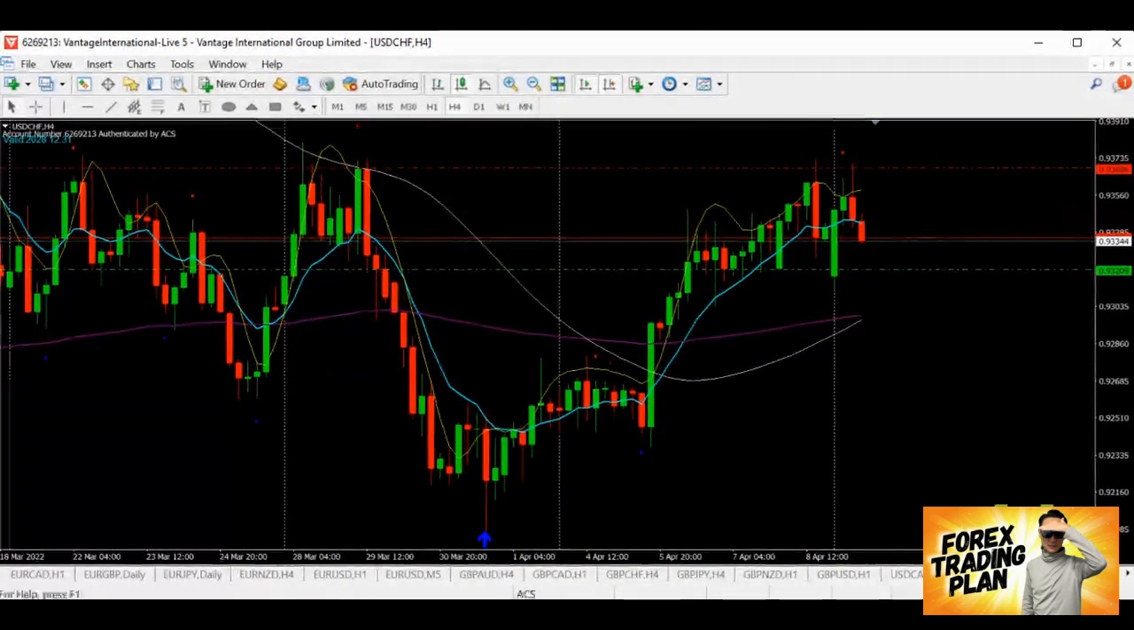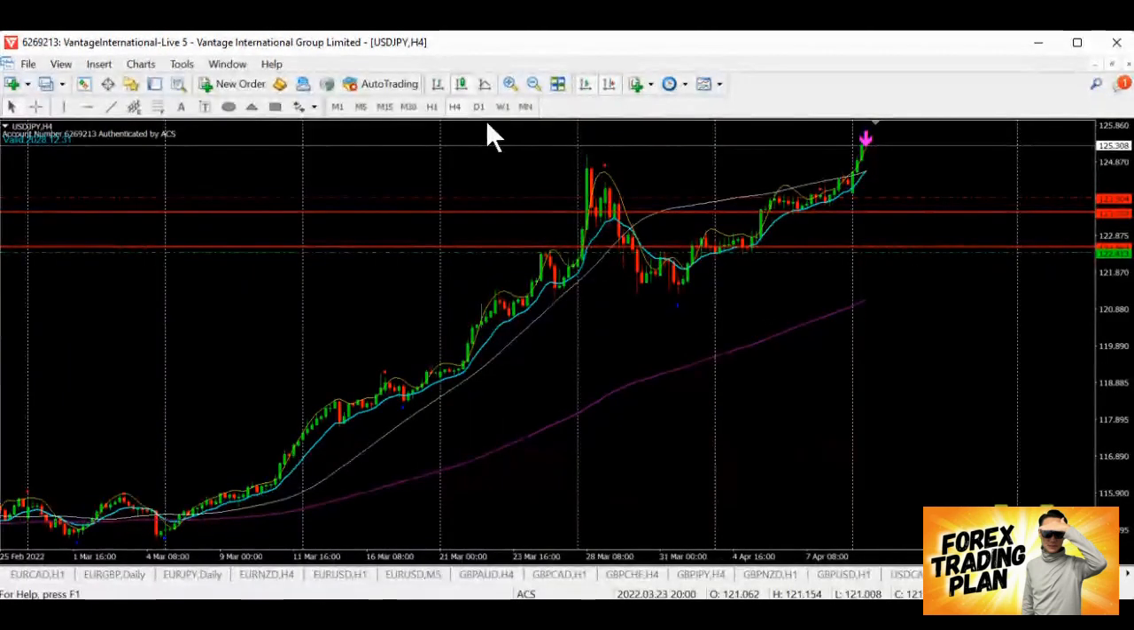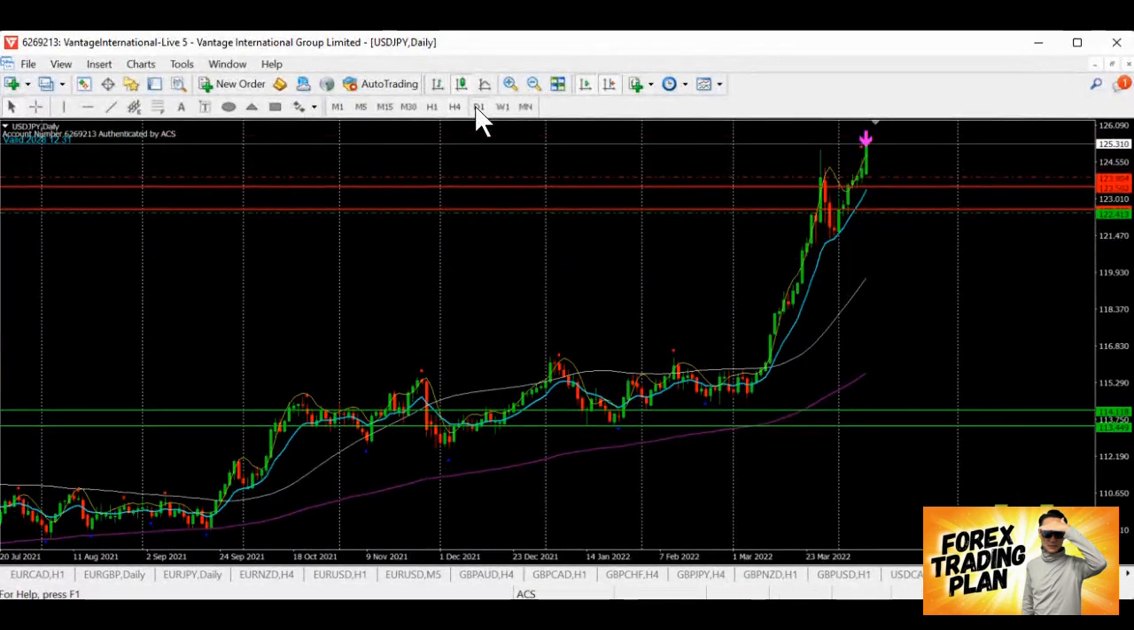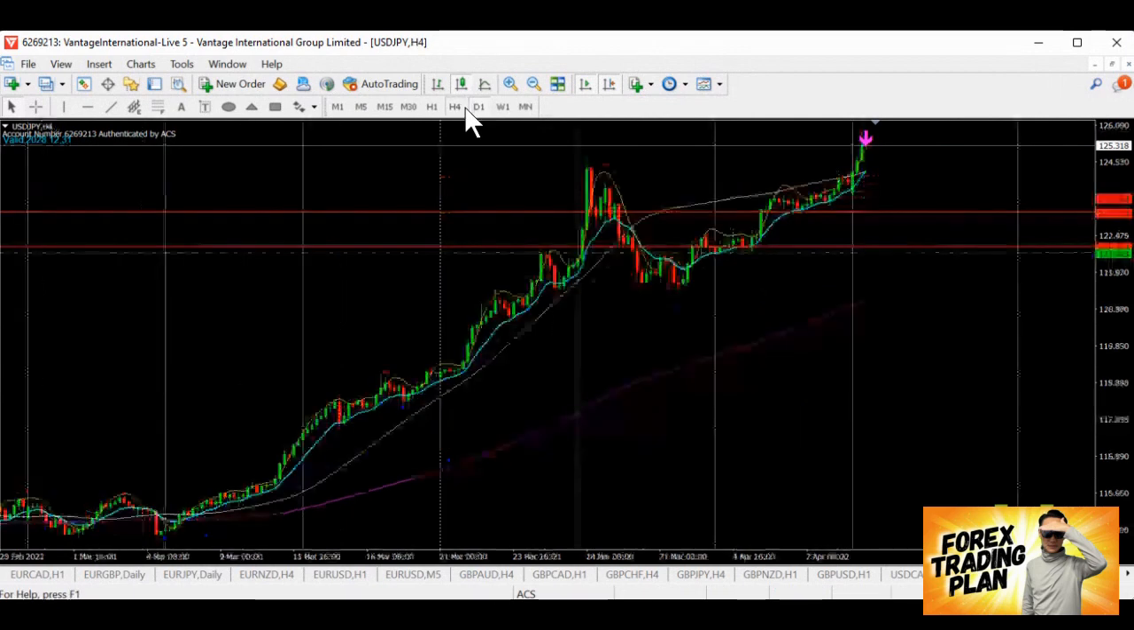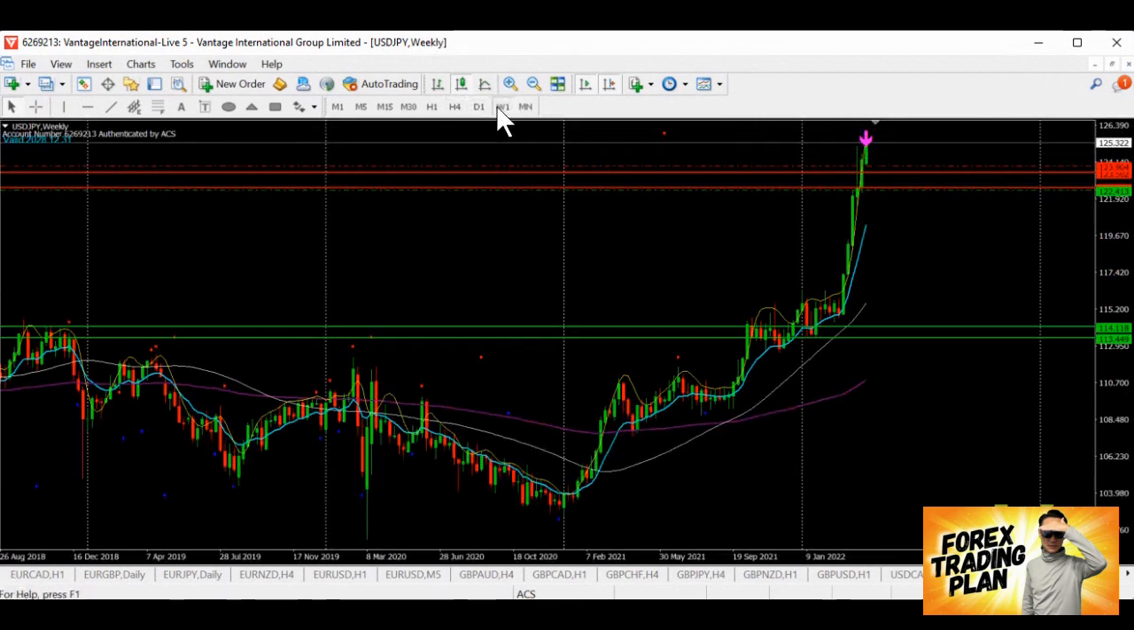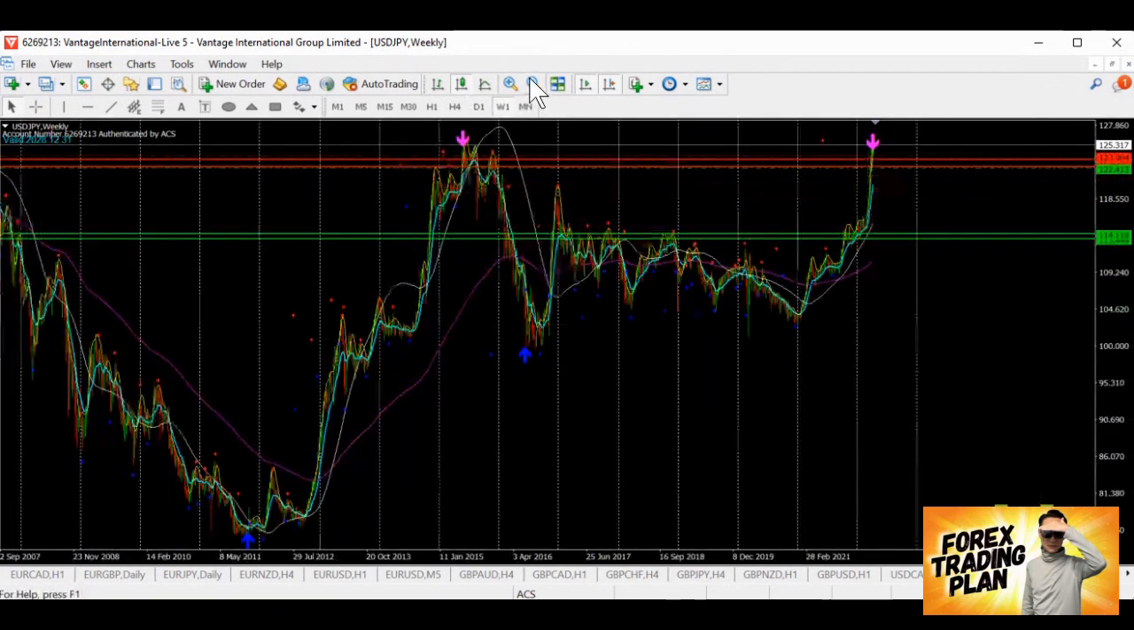How about dollar yen? Dollar yen is very straightforward. It is still going to the moon. So right now, buyers, can we start trading on this? If you can't see where the resistance is, when I can't see, I will always take a time frame above. So let's test and see.